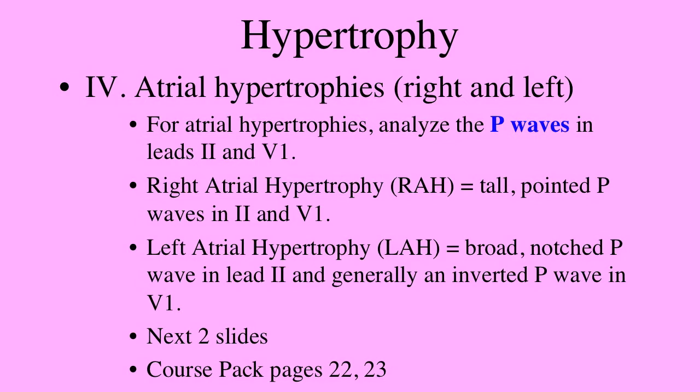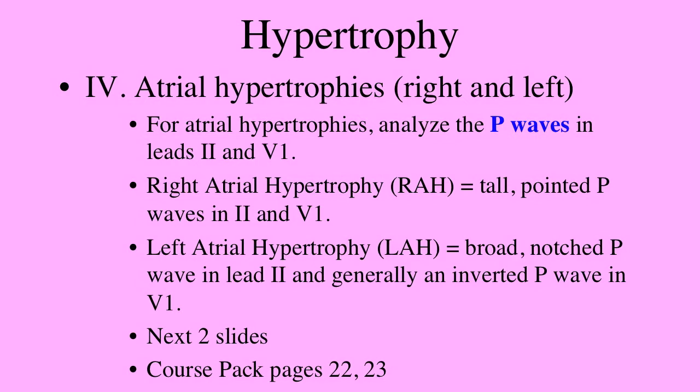So the right atrium is large. Left atrial hypertrophy has a broad, which is kind of wide, notched P wave in lead 2, and generally an inverted P wave in V1. So if you look at the examples on page 23 in the course pack, you'll look at lead 2 at the top, lead 2 in the middle. Also, you see that notching P wave, and that is the morphology of left atrial hypertrophy.